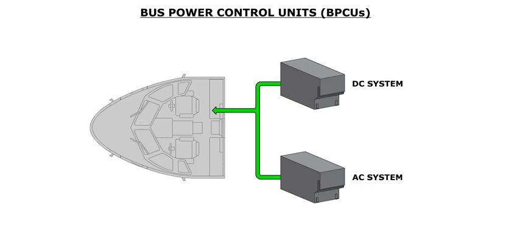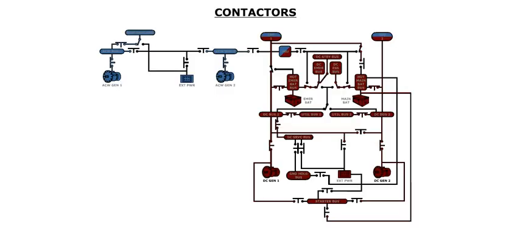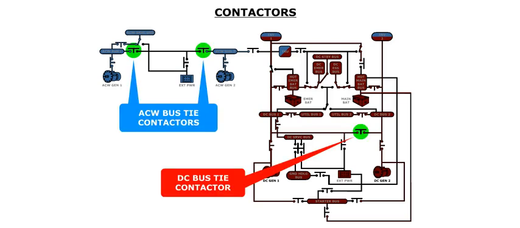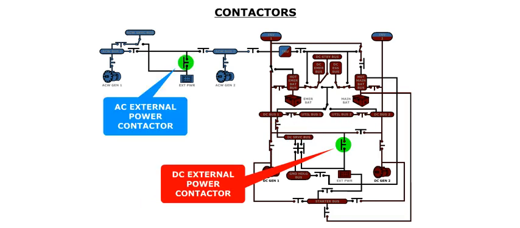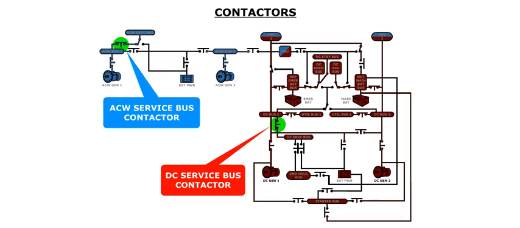The electrical system logic is controlled by the bus power control unit, or BPCU. Two independent BPCUs control the AC and DC systems, one for each system. The BPCU controls the configuration of the electrical system via the DC and AC walled bus tie contactors, the battery start contactor, load shedding through the utility bus contactors, AC and DC external power control functions, as well as the DC and AC walled service bus contactors.